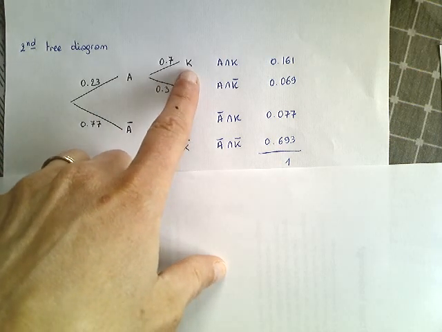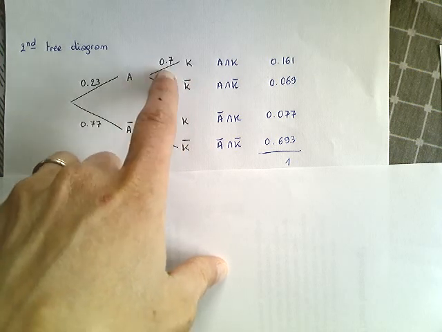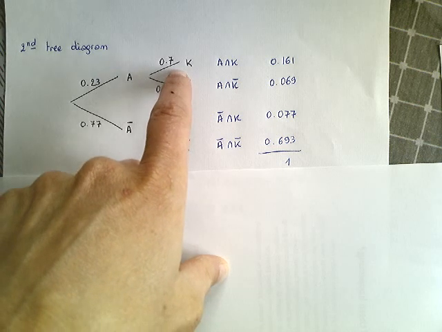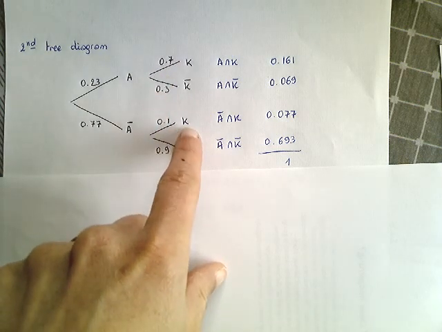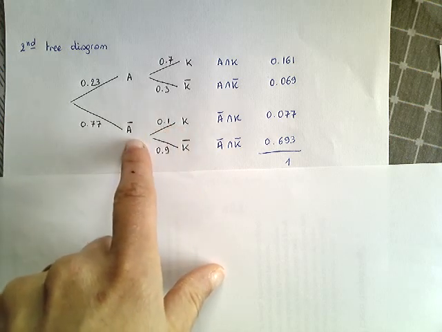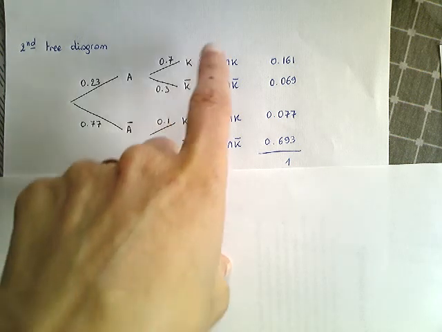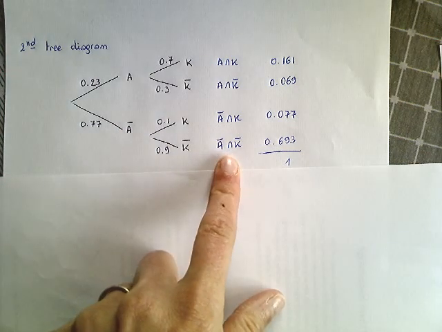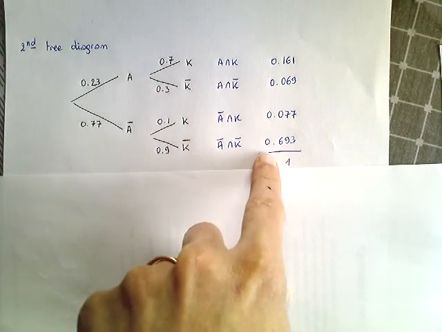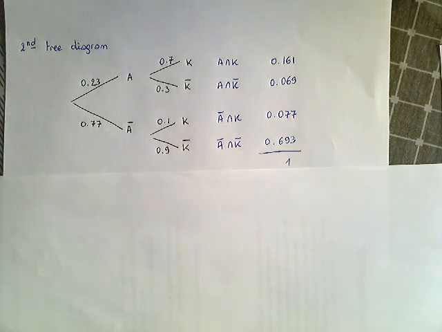Now the probability they kiss, given the fact she's attracted to him, is 0.7. The probability they kiss, given the fact she is not attracted to him, will be only 0.1. We have here the different outcomes. We can find out the probabilities of these outcomes by the same reasoning as with the first tree diagram.